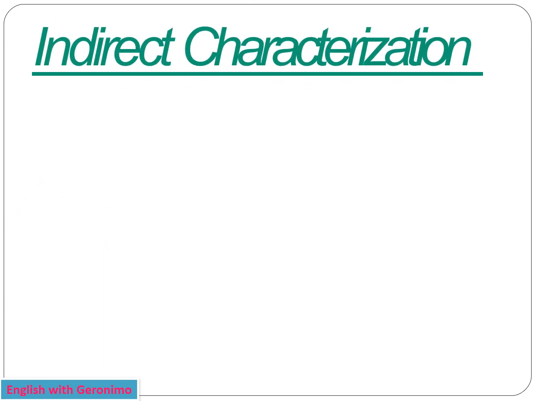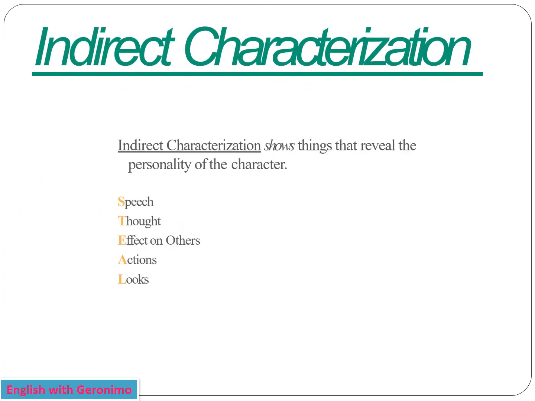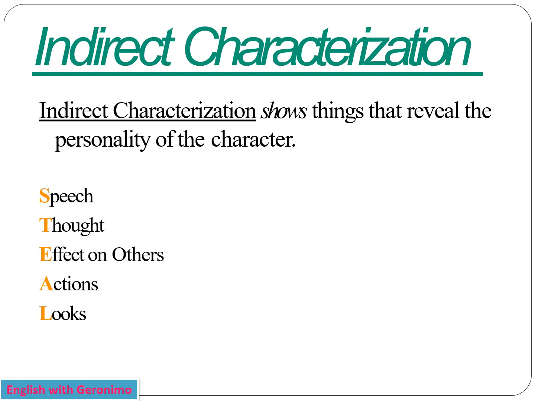Next, we have indirect characterization. When we say indirect characterization, it shows things that reveal the personality of the character. So let's memorize this acronym. STEAL: S for speech, T for thought, E for effect on others, A for actions, and L for looks.